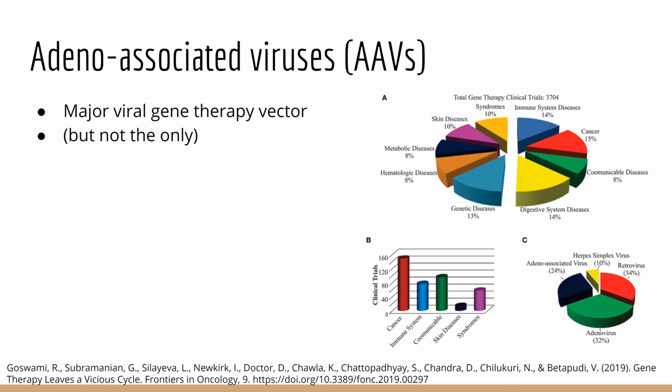And for all these reasons, AAVs are one of the major players in the gene therapy field, making up, as of 2019, about a quarter of all gene therapy clinical trials. But I think it's also important to note that they are not the only player in the space, and that the work that I talk about today is generalizable to gene therapy delivery in general.